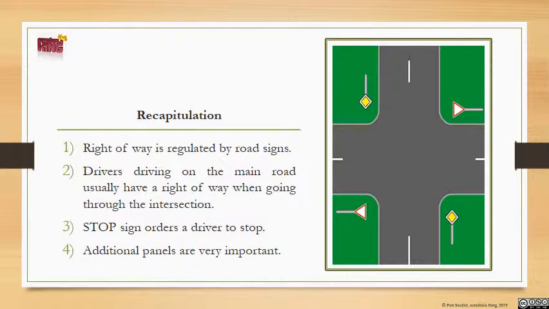A marked intersection recapitulation. 1. Right-of-way is regulated by road signs regulating a right-of-way. Not all road signs are regulating a right-of-way. 2. Drivers driving on the main road usually have a right-of-way when going through the intersection. 3. Stop sign orders a driver to stop the vehicle, no matter if the main road is occupied or not. 4. Additional panels are very important. Sometimes they change the meaning of road signs completely.